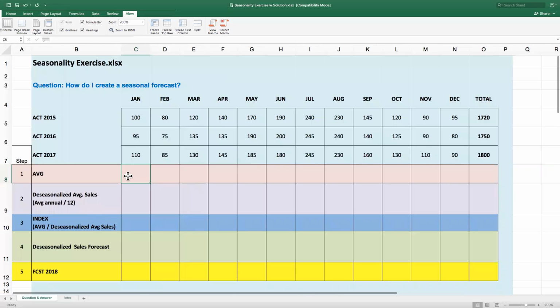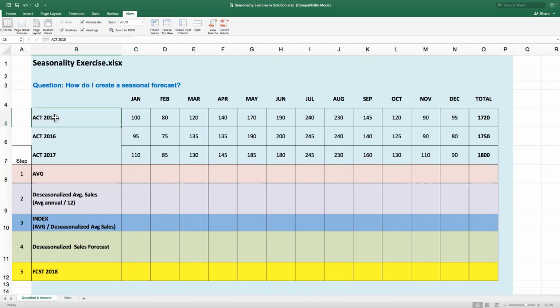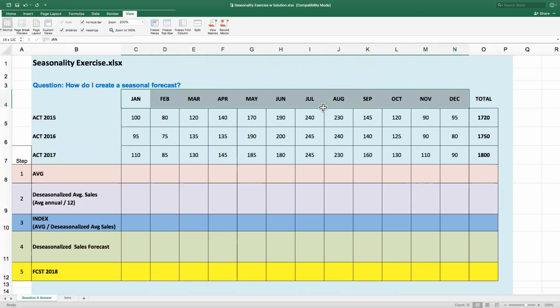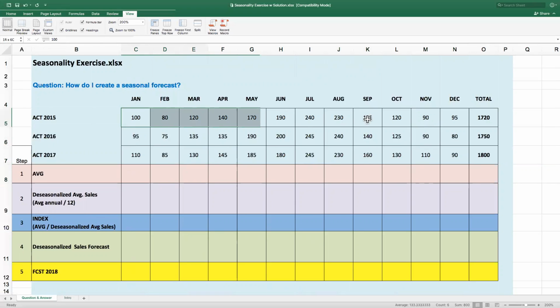So let's take a look at a typical seasonal forecast and how to do it. What I've got here is some fictitious demand for a particular product, could be anything, over three different years. So I've got 2015, 2016, and 2017. I've also got all the months that we sold that product across, and then the number of units that we sold in each month.